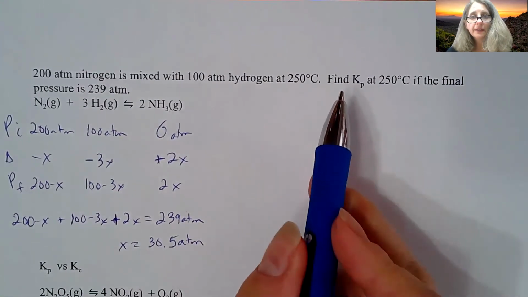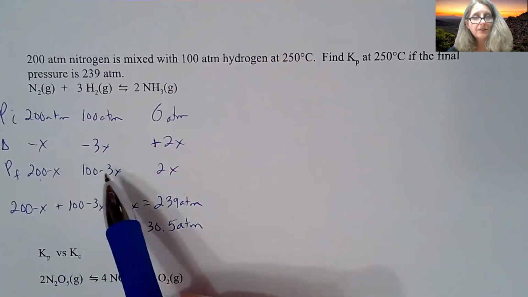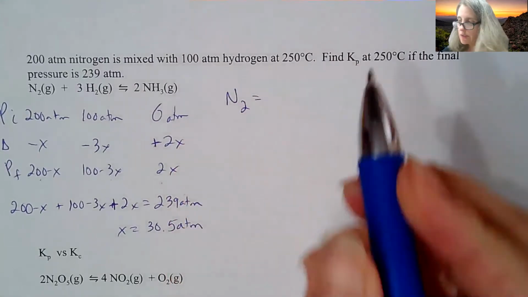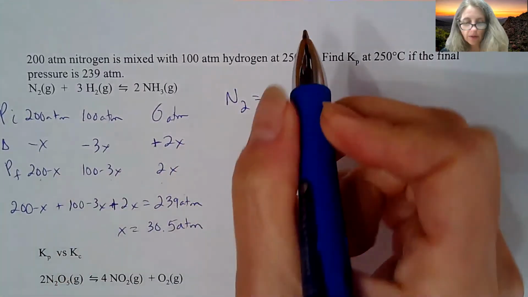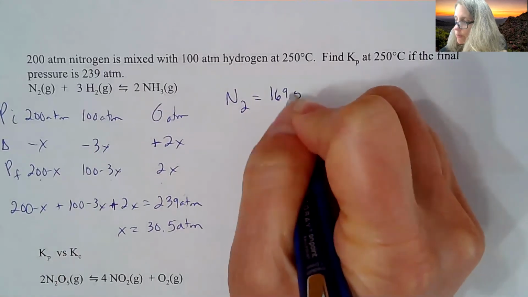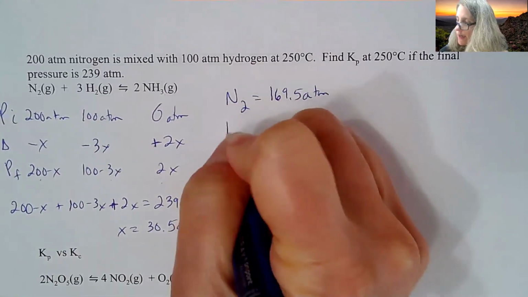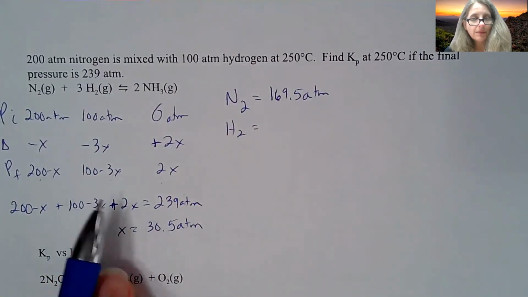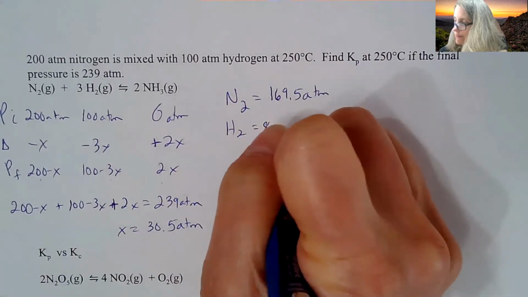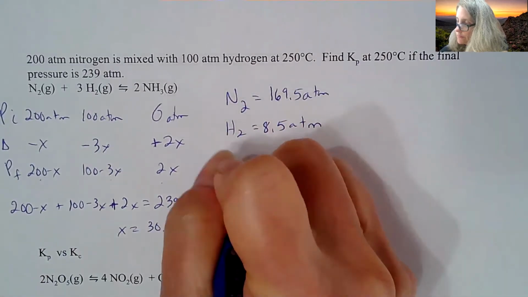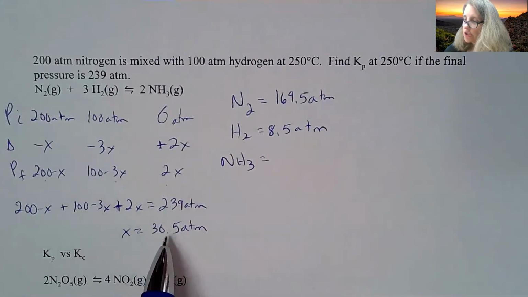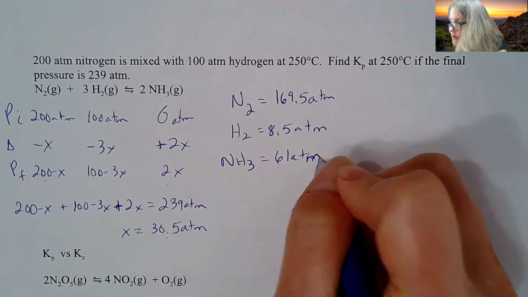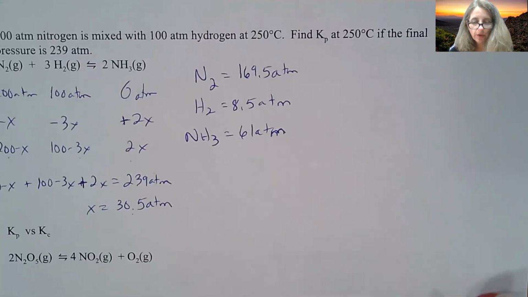So I want to find the Kp. To find the Kp, I need to find the individual pressures for each one of these. Nitrogen is going to be 200 minus 30.5, which is about 169.5 atmospheres. The hydrogen is going to be 100 minus 3x, so 3 times that number, which is about 8.5 atmospheres. And then ammonia is going to be 2 times this number, so about 61 atmospheres. Again, we got some rounding issues, so as long as your numbers are close, you're going to be fine.